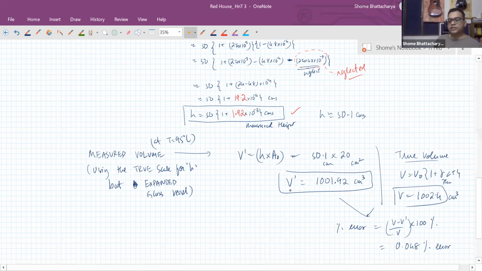So you understood why V prime comes slightly less than V, na? Because the base of the vessel has expanded. So the measured volume using that container will be slightly less than the actual volume because the container is expanded in base area. So it's not an accurate measurement, and the accuracy is going on the negative side. The volume is appearing to be less than the true volume because the container's base area is expanded.